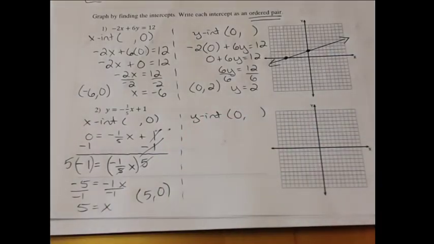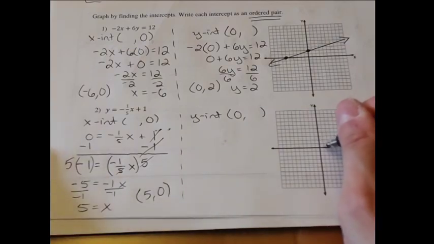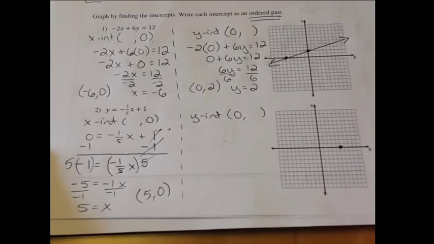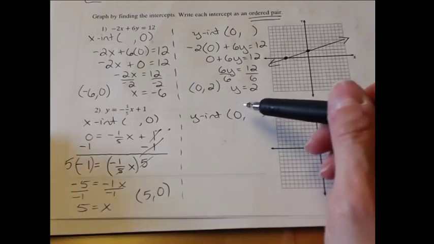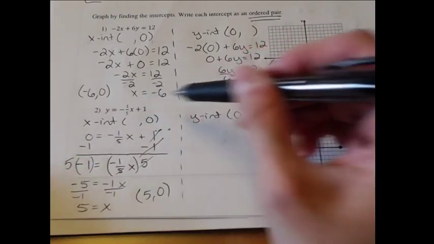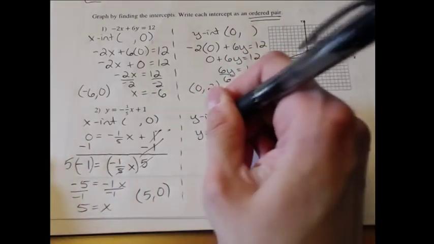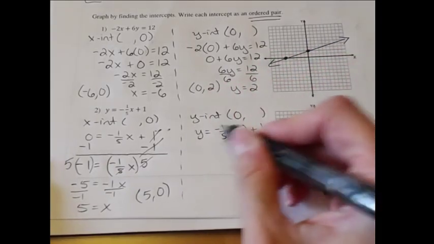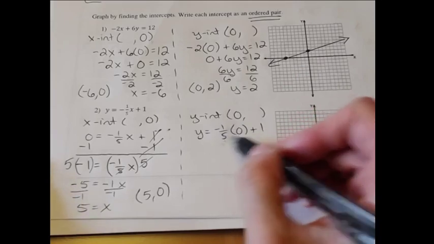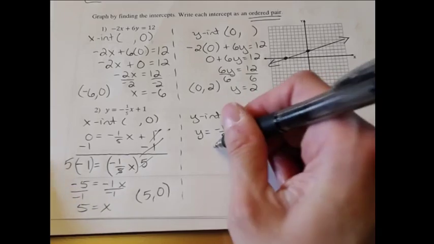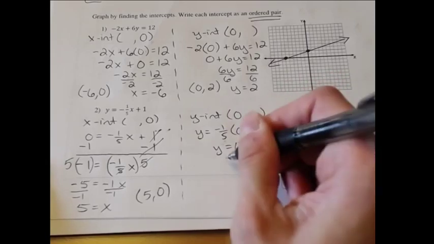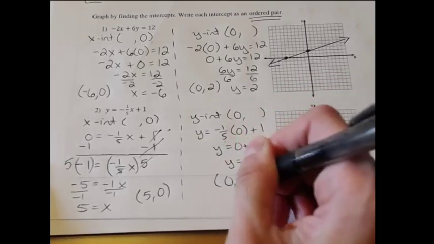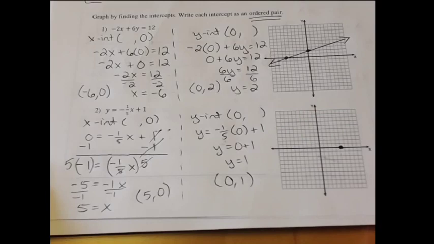Okay, we're going to go ahead and plot 5, 0. 1, 2, 3, 4, 5. There's my 5, 0. I'm going to do the same thing with my y-intercept, except this time, obviously, I'll make x 0. So we have y is equal to negative 1/5 times 0 plus 1. And this is just nice, because 1/5 of 0 is 0. So 0 plus 1 is just 1. So my y-intercept is 0, 1.